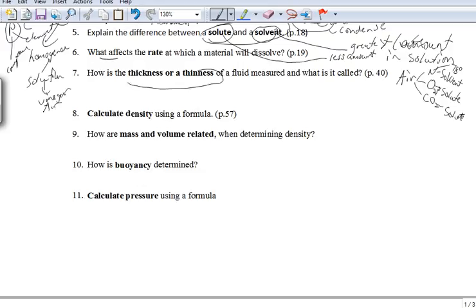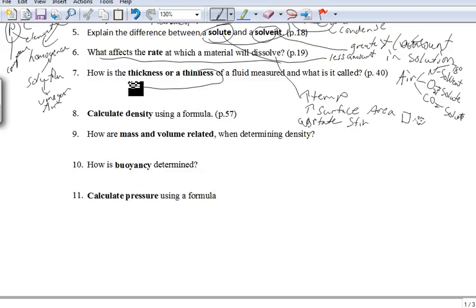What factors affect how fast a material dissolves? If you increase the temperature, it'll dissolve faster. If you increase the surface area, it'll dissolve faster. So instead of having sugar cubes, you can break the sugar up into tiny pieces. And you can agitate or stir it, and that will speed up the dissolving.